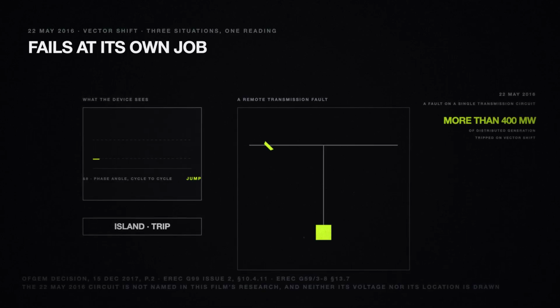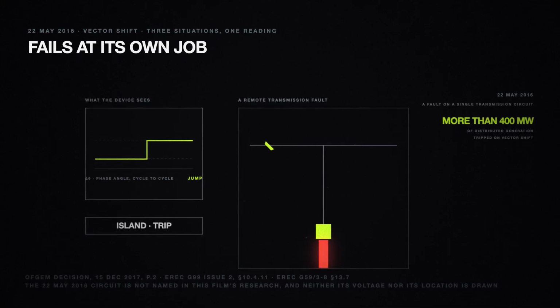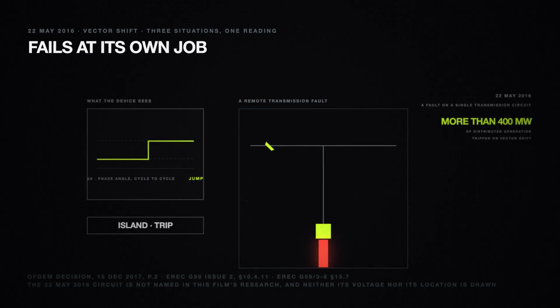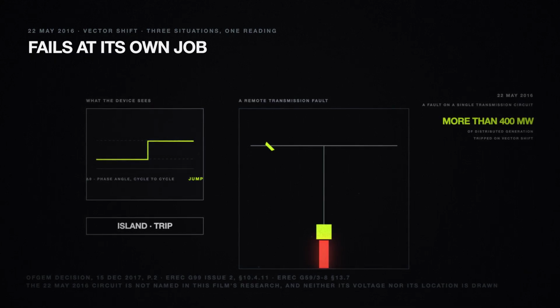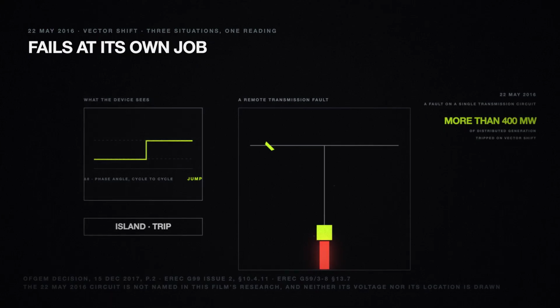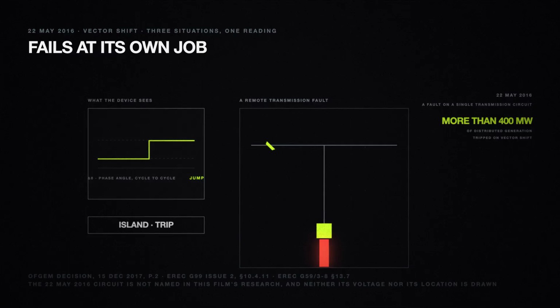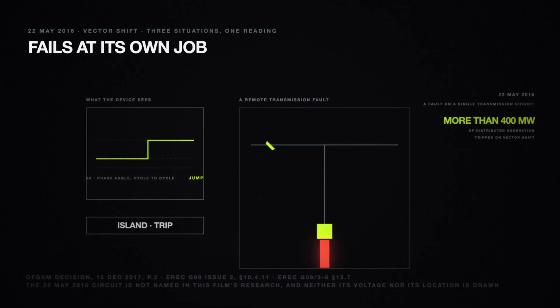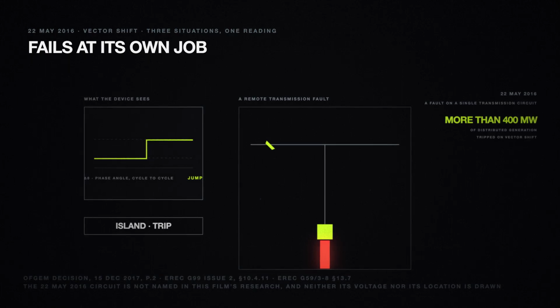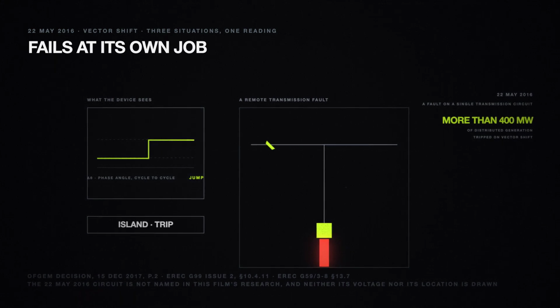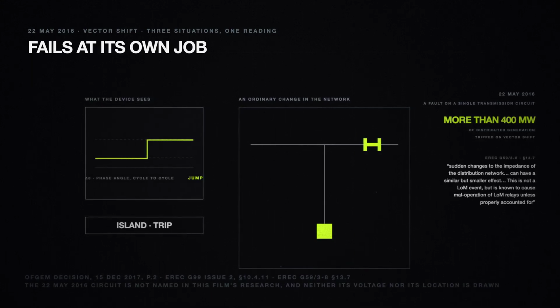On the 22nd of May, 2016, a fault on a single transmission circuit in Great Britain took more than 400 megawatts of distributed generation off the system. None of that generation was islanded. The fault was on the transmission network, away from all of it, and it was cleared. What disconnected them was a loss of mains technique called vector shift. It watches the voltage phase angle from cycle to cycle, and when the angle jumps, it concludes the plant has been cut off. A remote fault produces that jump. So does an ordinary change in the network.